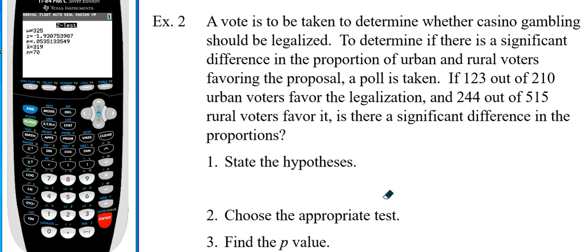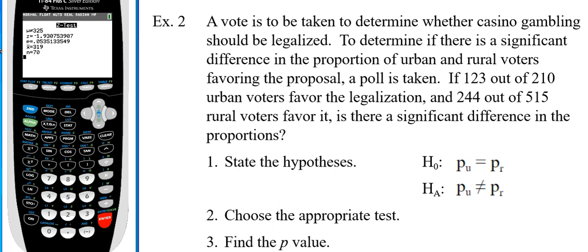Okay, so first step, state the hypothesis. So we're comparing the proportion of urban voters to the proportion of rural voters. So that's our null hypothesis. Our alternate hypothesis is that those proportions are not equal. So we initially think that yes, these proportions are the same. We're trying to show that they're not the same. Okay, everything follows from that.